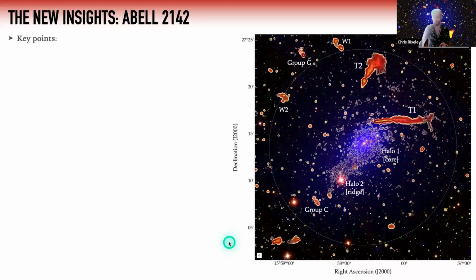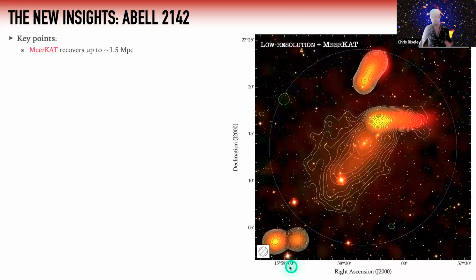The key points are, though, that once we take these data, we subtract as many of the interfering sources as we can, because as you can see, there are many, many point sources in all of these fields with MeerKAT's phenomenal sensitivity. MeerKAT recovers emission on scales up to around 1.5 megaparsec. So we're seeing the main two components of the halo here, plus we're seeing other components emerge. And just as a brief note, this dot-dashed silver circle denotes a radius of 1 megaparsec centered on the cluster center.